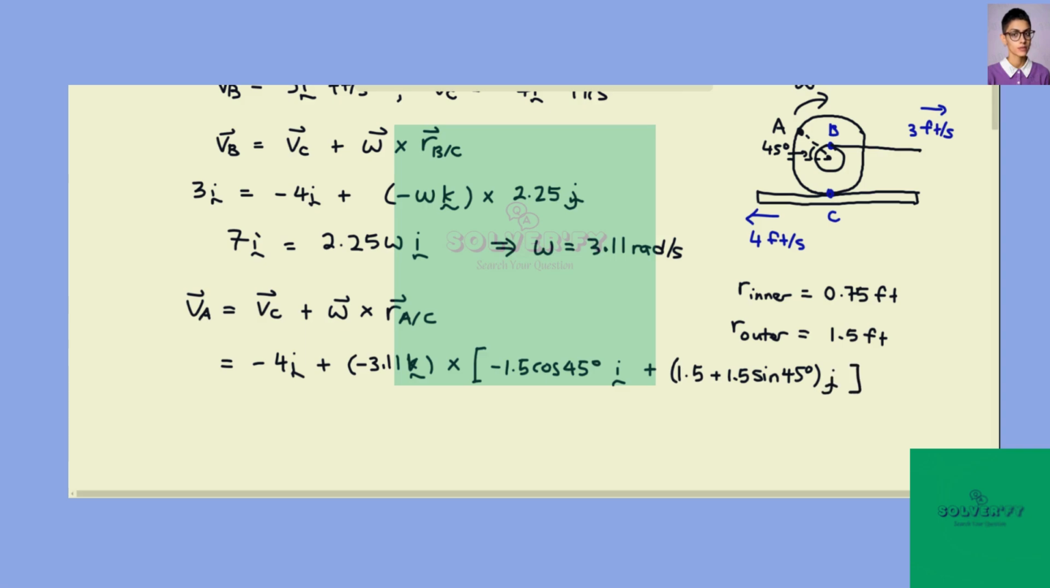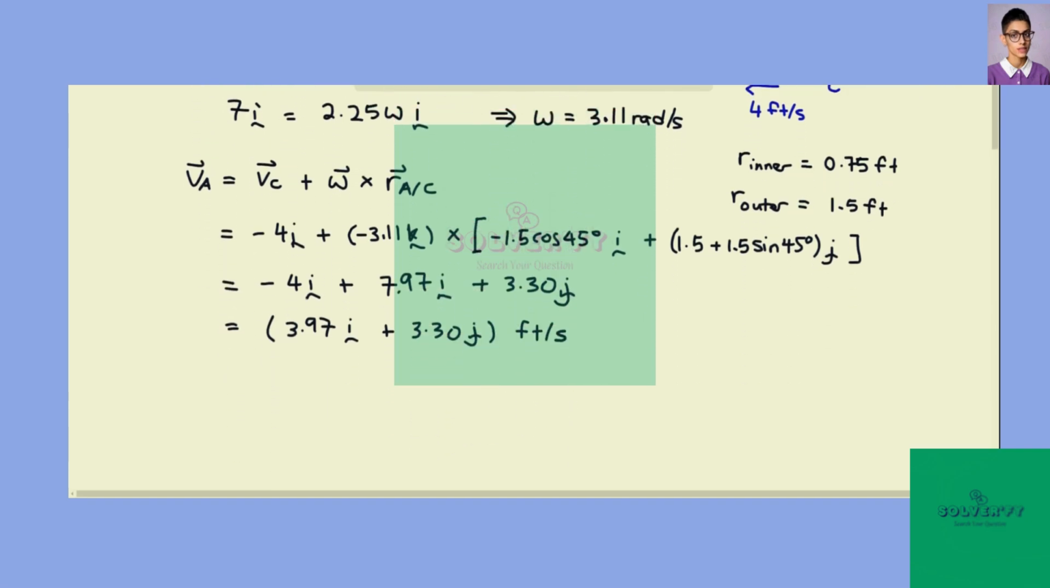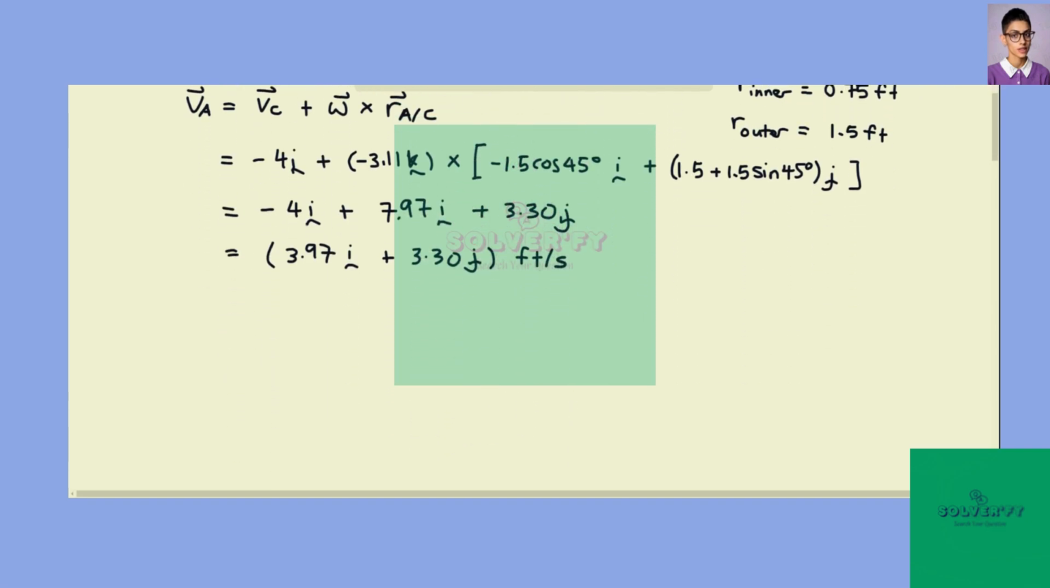Continuing to do the math, you get minus 4i plus 7.97i plus 3.30j, and in the end you get 3.97i plus 3.30j feet per second. From here we can calculate the magnitude of VA.